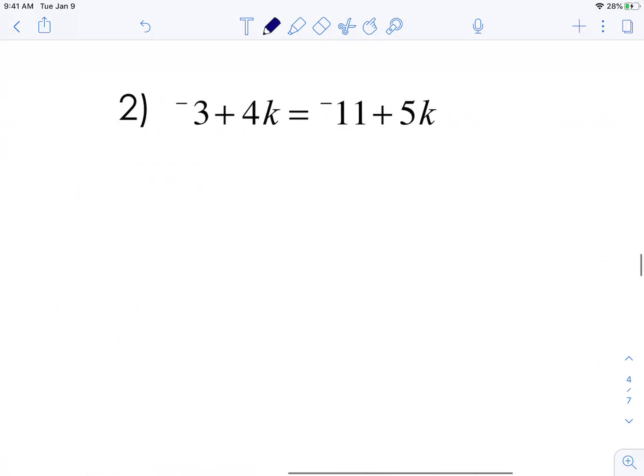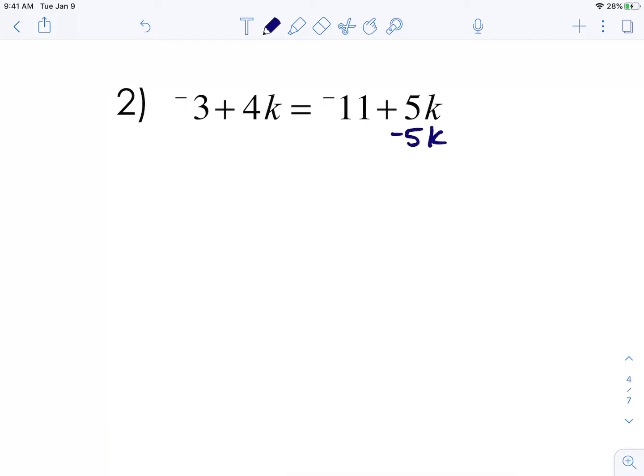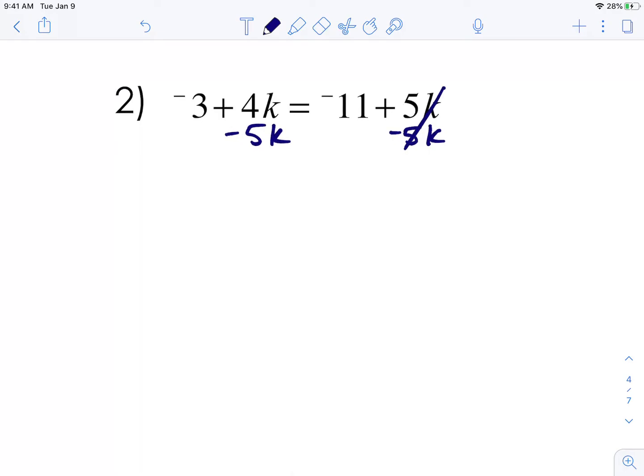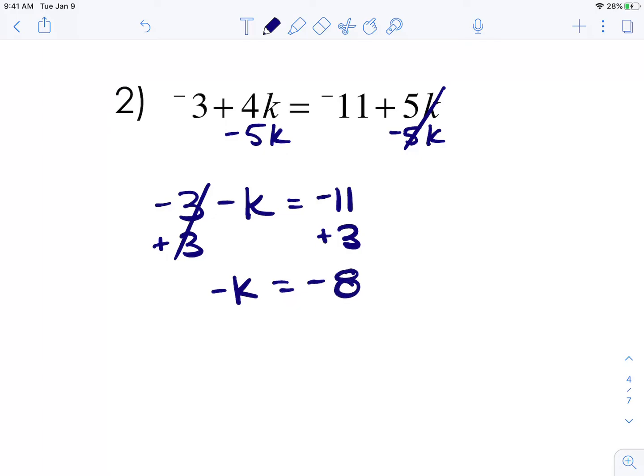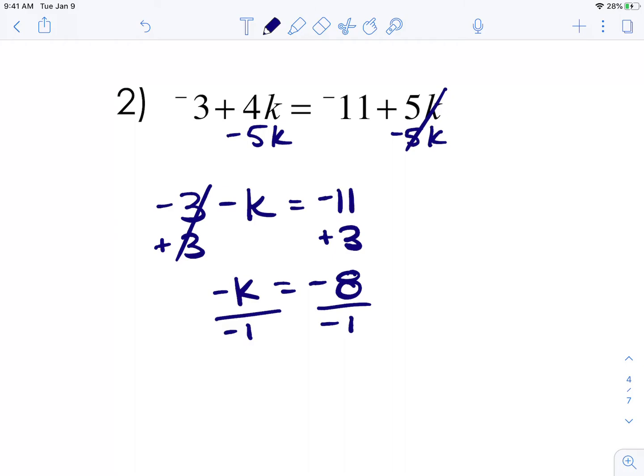We're going to come over here, and we have our variables. I'm going to just stick the variables on the left-hand side now. So I have a 5k and a 4k. If I subtract 5k from here and 5k from here, this disappears. Negative 3 minus k, or 1k, you can put the 1 there if you'd like, equals negative 11. I'm going to add 3 to both sides. I end up with negative k is equal to negative 8. And since I have a negative in front of my variable, I have to divide or multiply both sides by negative 1. So I'm going to end up with k is equal to 8.